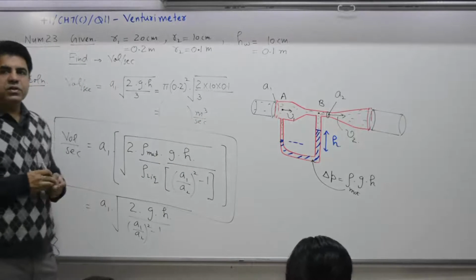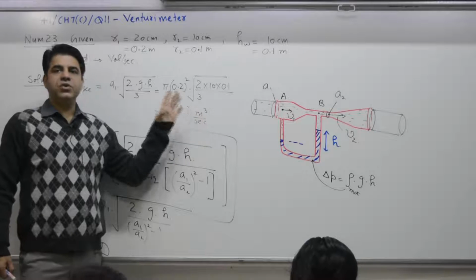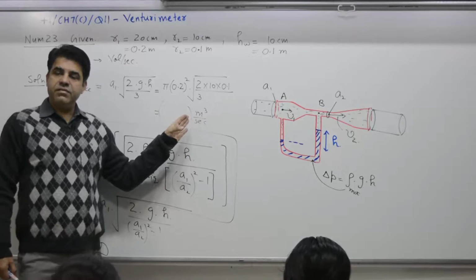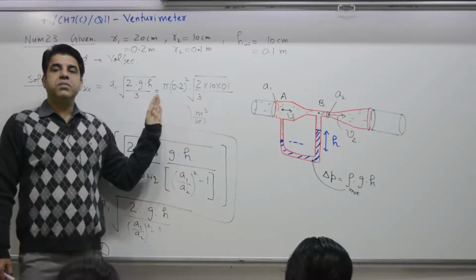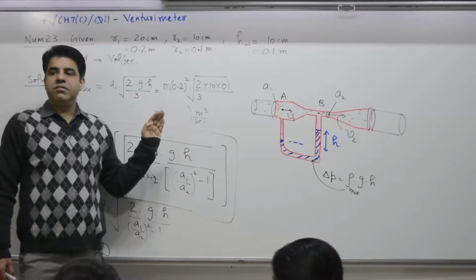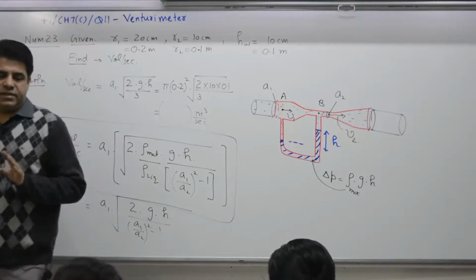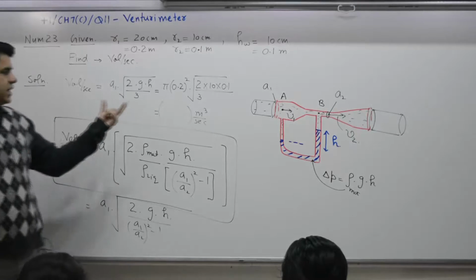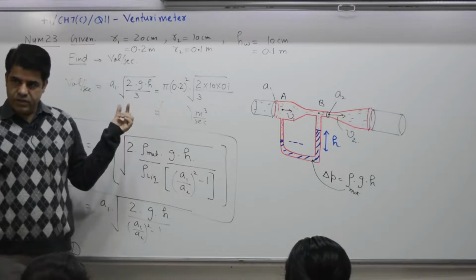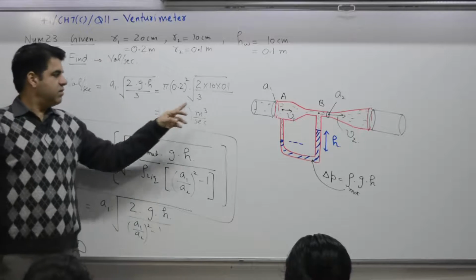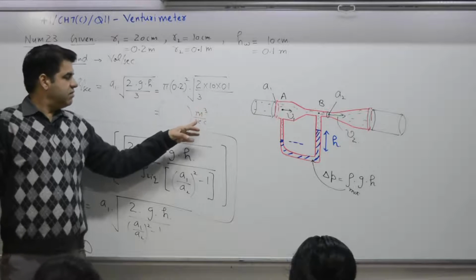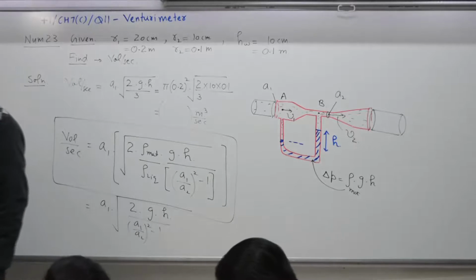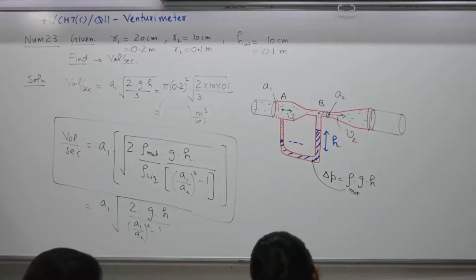If you want to match it with the book, 1 meter cube is how many liters? 1000 liter per minute. Here it is per second, so you can change this data per second to per minute. 1 second is equal to 1 by 60 minute. In case you want to match the book, first find the answer in meter cube per second. If you want to change it to liter, 1 meter cube is 1000 liter, and 1 second is 1 by 60 minutes. Confirm it. Anyone getting the same answer given in the book?